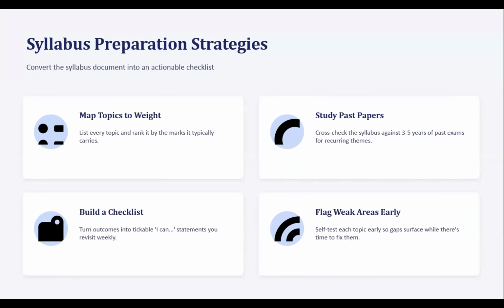We have looked at this, but let us just review this. List every topic and rank it by marks. That is in weight. We have looked at that. Past papers, we have looked at that. And then build the checklist. This is what I want us to look at.